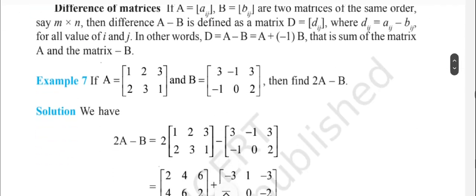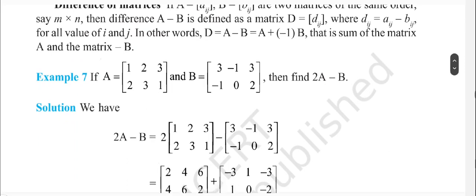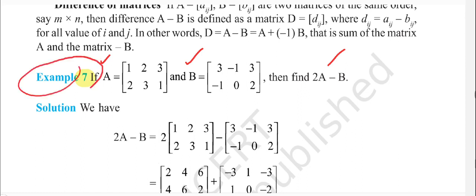For better understanding, let's discuss this example. In this example, what are we given? We are given matrices A and B. I have to find 2A minus B. Actually, this example is a very good application of both concepts, the addition of matrices and the multiplication of a matrix by a scalar. Let's simplify this expression 2A minus B. Let's do it one by one.